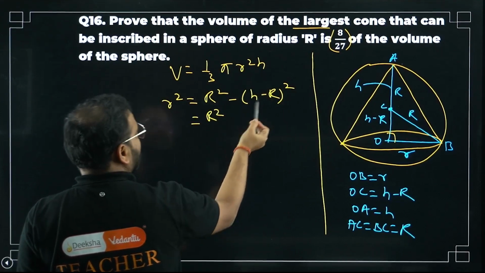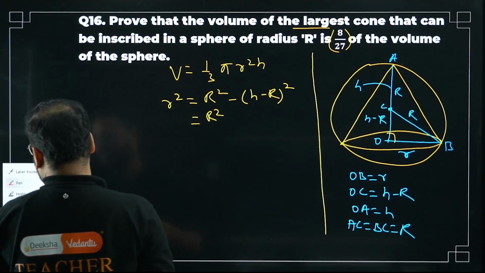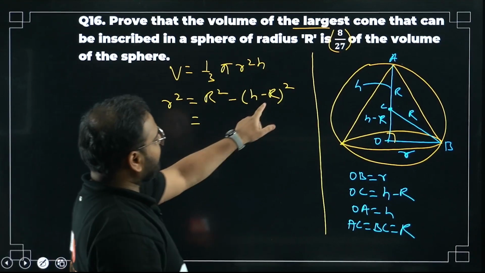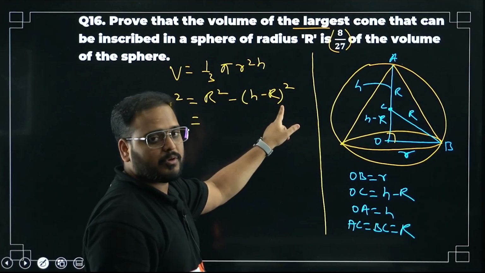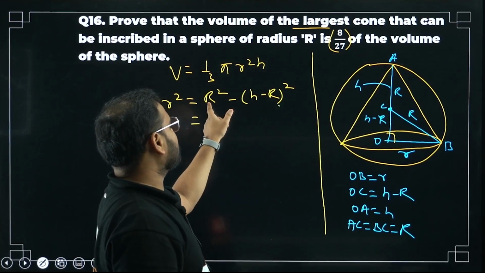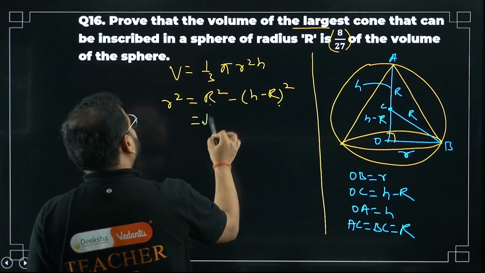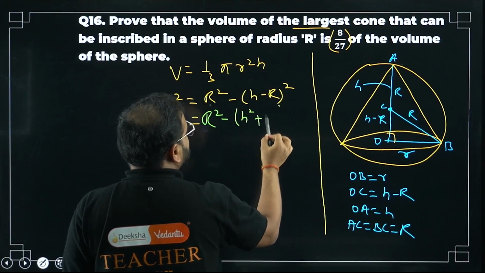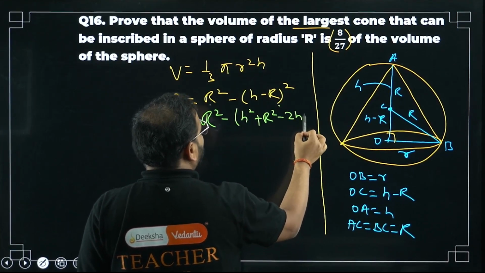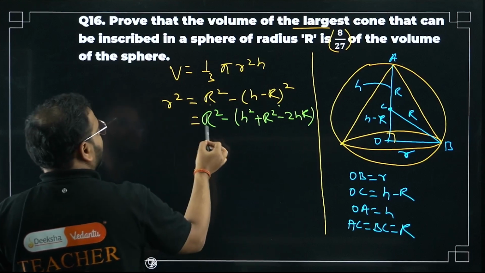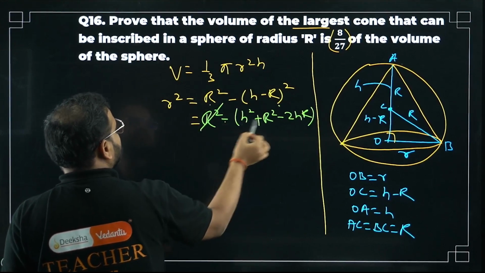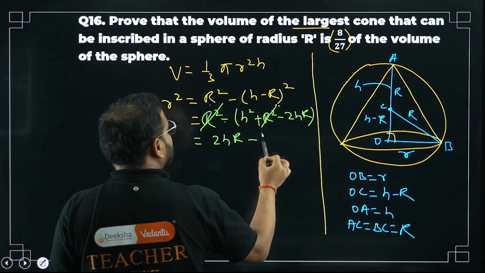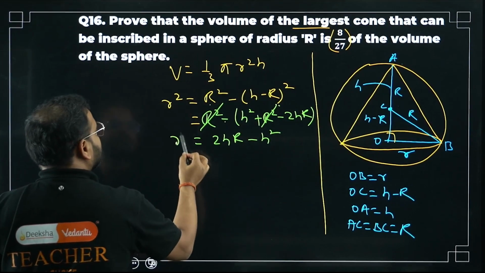What are we getting from here, please check. I have R square here, and I can cancel this now. I can do this directly. R square is over here, which will cancel this R square. Let's just solve it. I get h square plus R square minus 2hR. Plus and minus will make negative, so this and this are cancelled. What I'm getting now is 2hR minus h square as the value of r square.